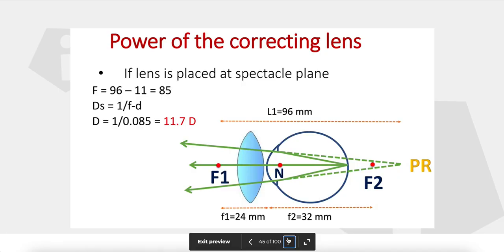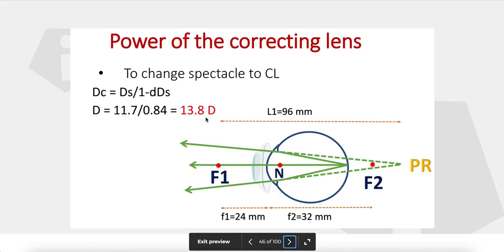And the practical example for this is the correction of aphakia. When an aphakic patient wears glasses, the power will be 11.7 diopters. But if we shift to contact lens and move more toward the eye, the effective power of the lens will decrease, so we should increase the power of the contact lens to 13.8 diopters when replacing the spectacle with contact lenses. So I hope that this is clear now.